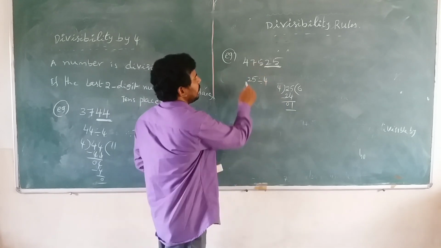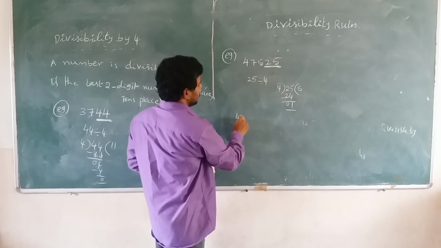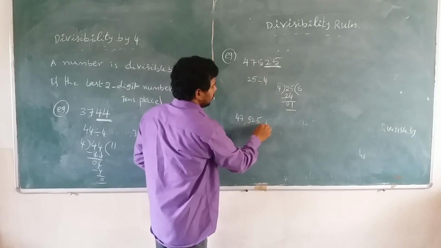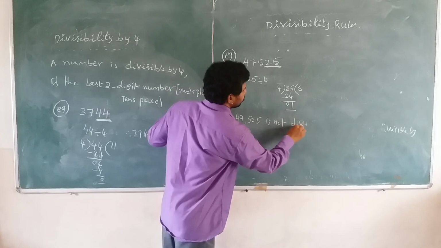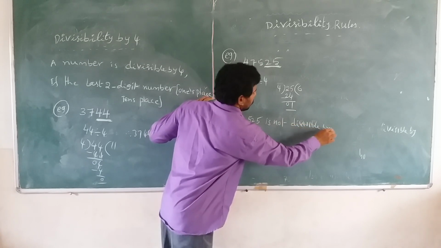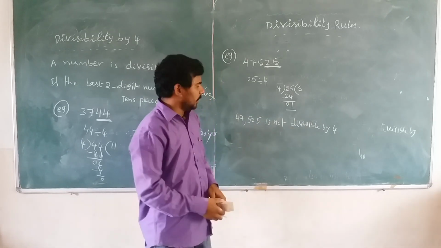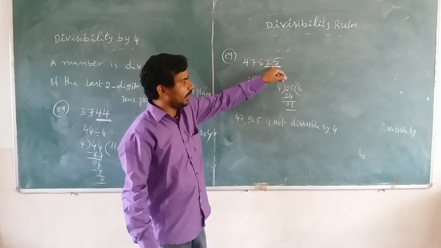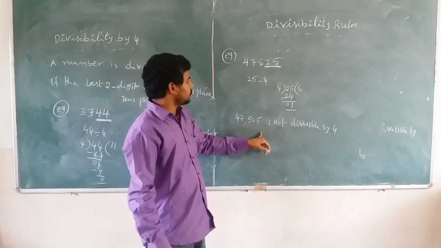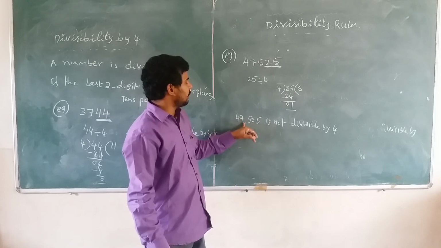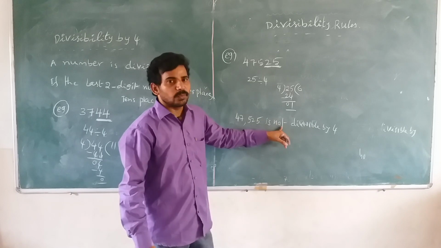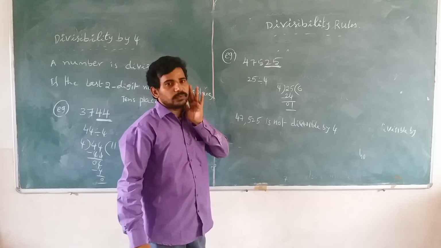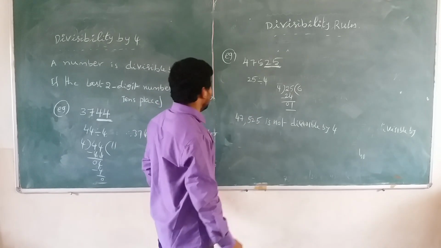So the given number is 47,525. 47,525 is not divisible by 4. Why is it not divisible by 4? Because the number formed by the last two digits is 25, and 25 is not divisible by 4. That's why the given number 47,525 is not divisible by 4. Now we are going to take the fifth rule, divisibility by 5.